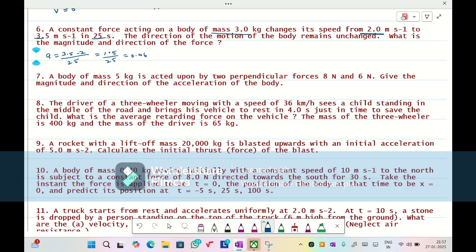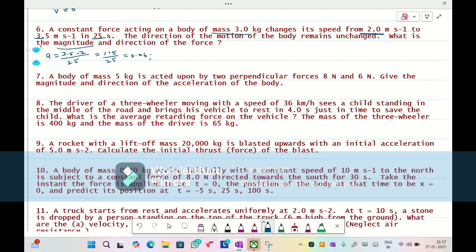25 times 6 is 150. So now 1.5 means 0.06 only. Right, so 150, after 2 decimals will come, right. Now acceleration: the direction of the motion of the body remains unchanged. What is the magnitude and direction of the force? Magnitude is asked. Direction remains unchanged means here velocity is increasing.